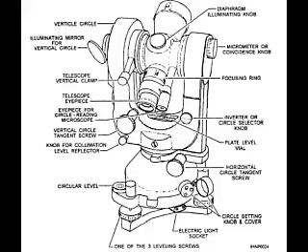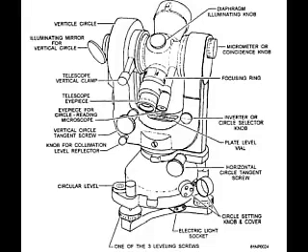There is also a vertical tangent screw. It's used to make very slow movements in the vertical circle. And behind the instrument there is an optical plummet. It's the lens that is used by the surveyor to determine that the plumb bob is centered.